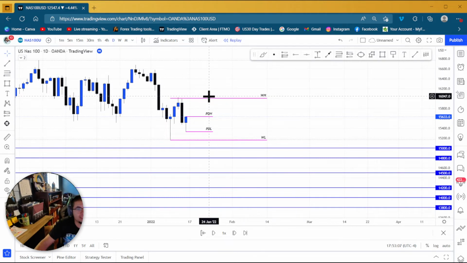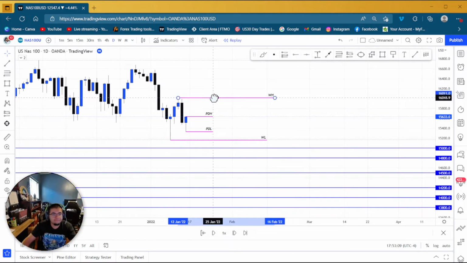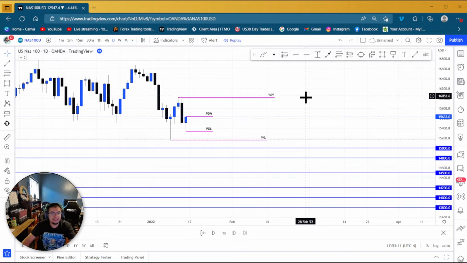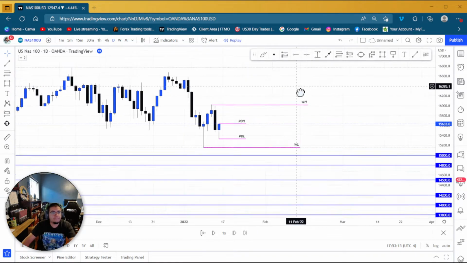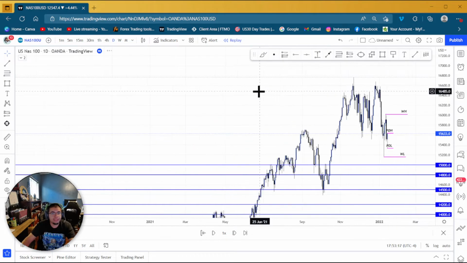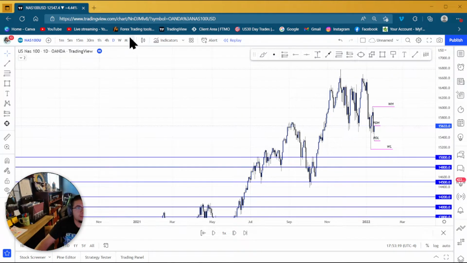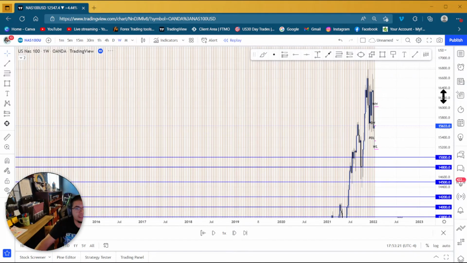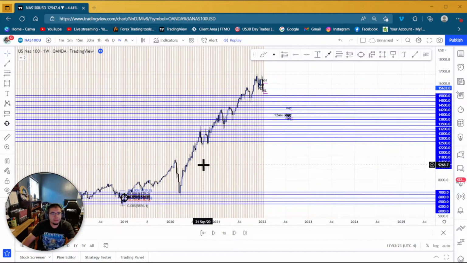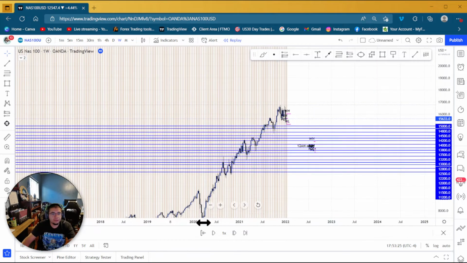From here, I'm not going to fast forward it anymore. So we have the highs, we have the lows, and we have areas where we can see where the market has been. Okay, I'm going to go back to the week. We can see that we've had this whole move here, a big old expansion.